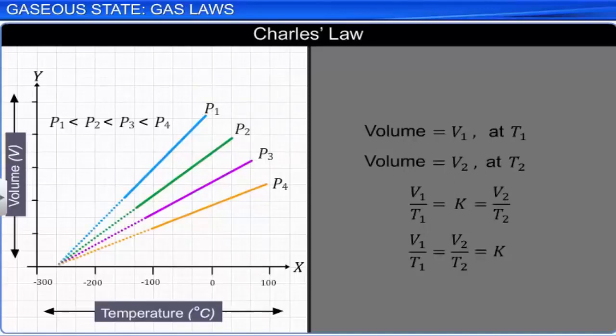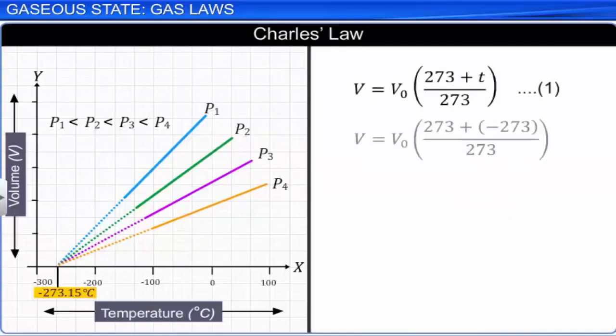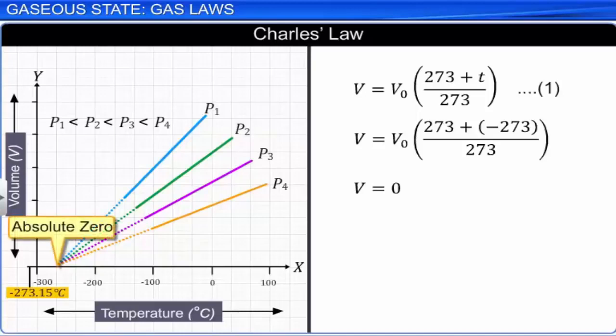From the graph, if we substitute the value of temperature as minus 273 degrees Celsius in equation 1, then volume at minus 273 degrees Celsius becomes 0. Thus, we can conclude that the volume of a gas would be reduced to 0 at minus 273 degrees Celsius. The temperature minus 273 degrees Celsius is called absolute zero. This is the lowest temperature that can ever be reached. At this temperature, the molecular motion of gases will stop and will cease to exist.